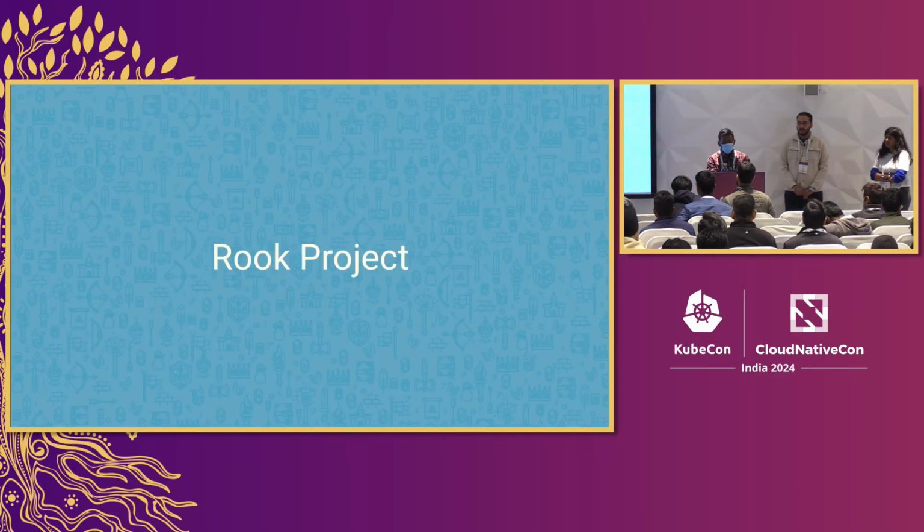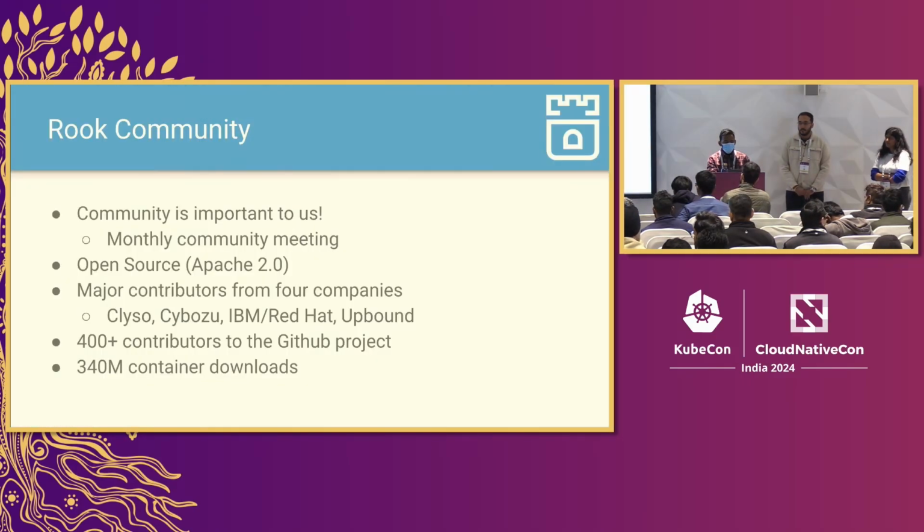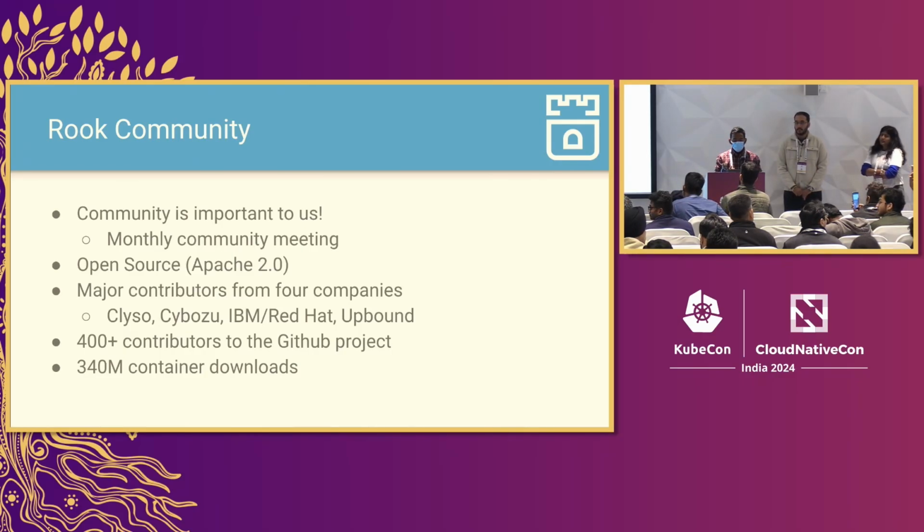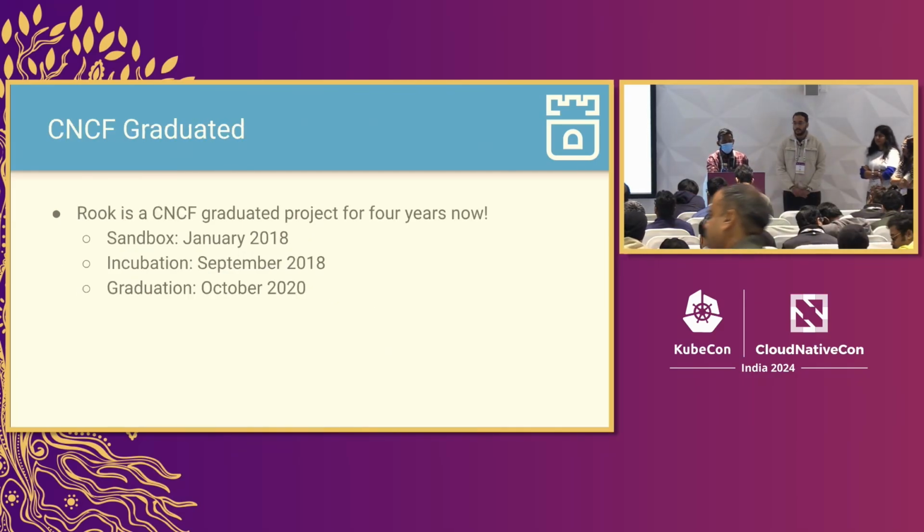And I will quickly go through the Rook project updates. Initially, Parth mentioned that we are open source and community is important to us. We do have a monthly community meeting, and Rook is licensed under Apache 2.0. We have major contributions from 4 companies: Clyso, Cybozu, IBM, and Red Hat. We have more than 500 contributors on the GitHub project and 340 million container downloads. And Rook is a CNCF graduated project.